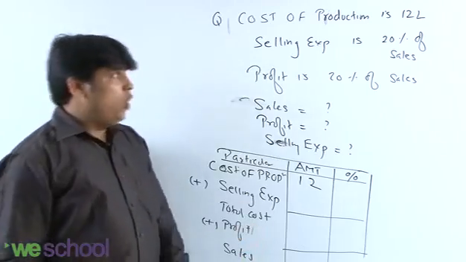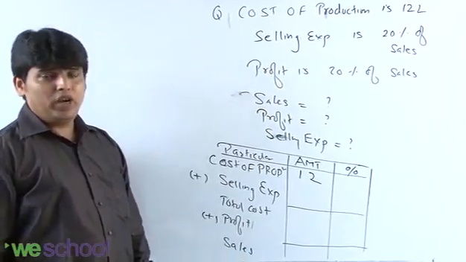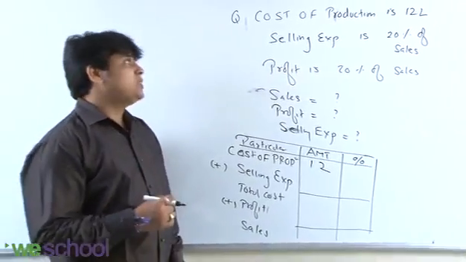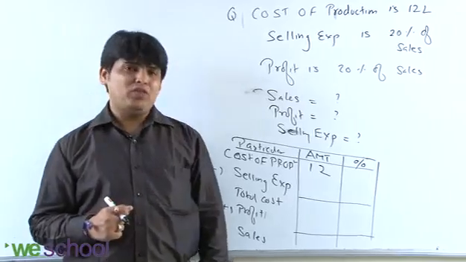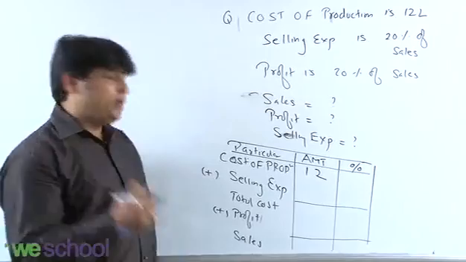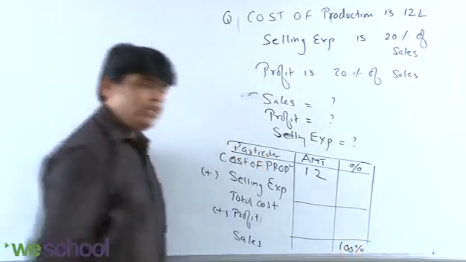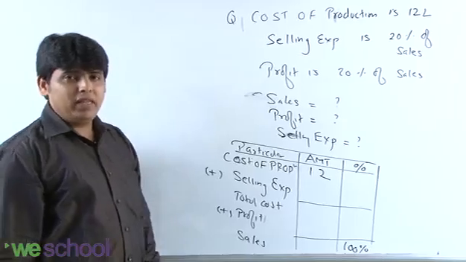Now, since this percentage is calculated on sales, if I am saying selling expense is 20% of sales and profit is 20% of sales, that means sales is the base. So I will take sales as 100%. Yes or no? Do you agree with me?